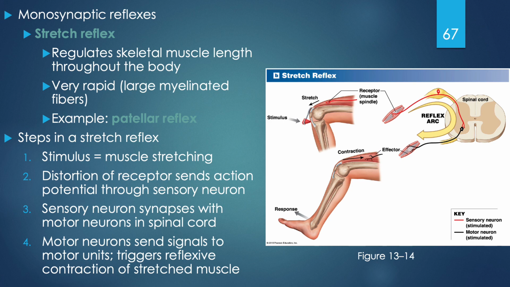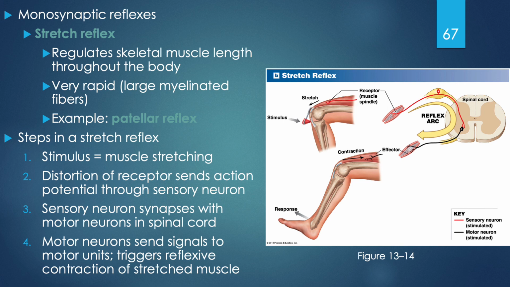When the receptor senses that distortion, it's going to send an action potential through the one single sensory neuron, and that information will travel towards the spinal cord. At the spinal cord, we have that one single synapse occur, and a second action potential occurs on the motor neuron. That motor neuron is going to send that information down towards the effector, so that the effector can affect the muscle and allow for contraction.